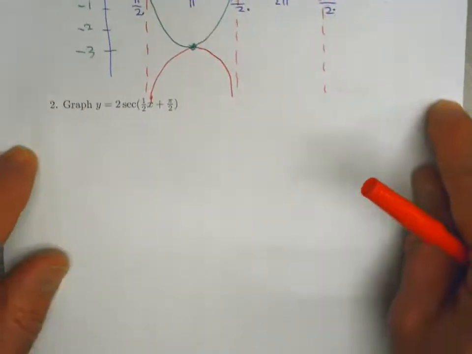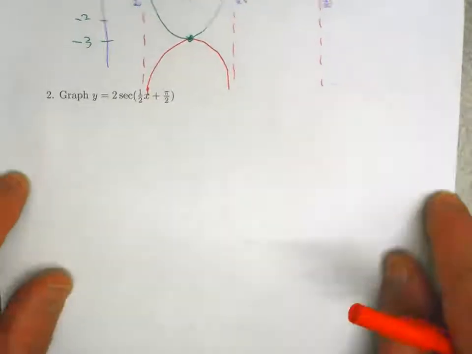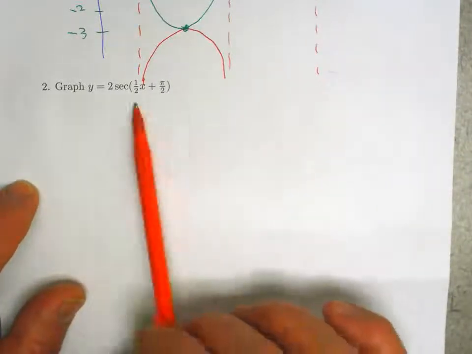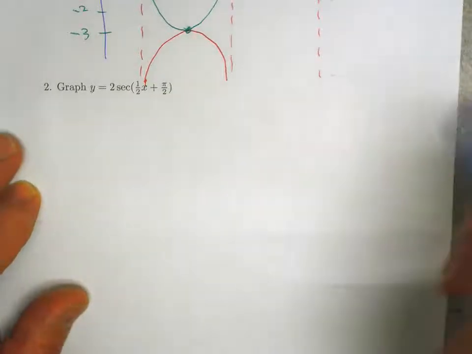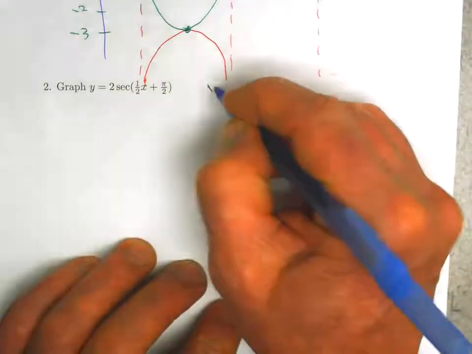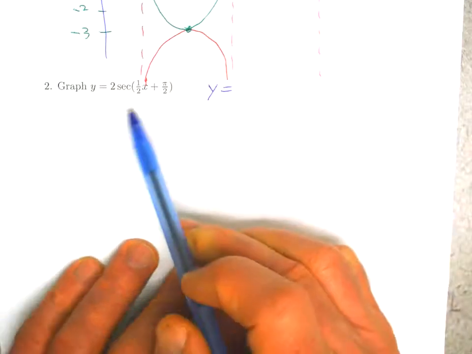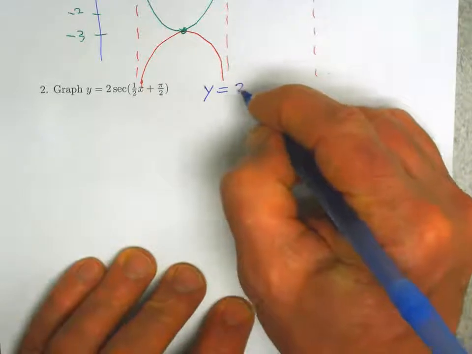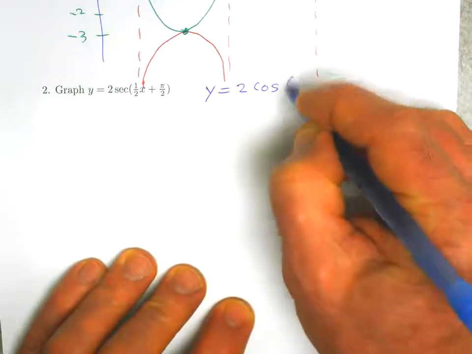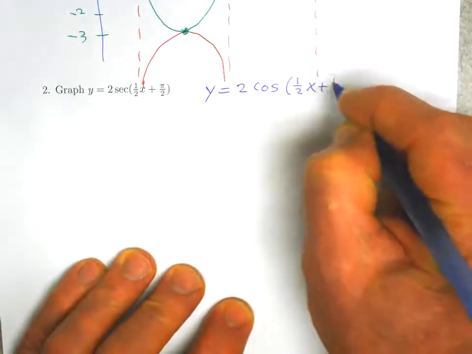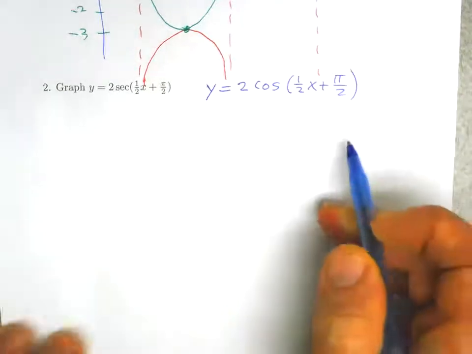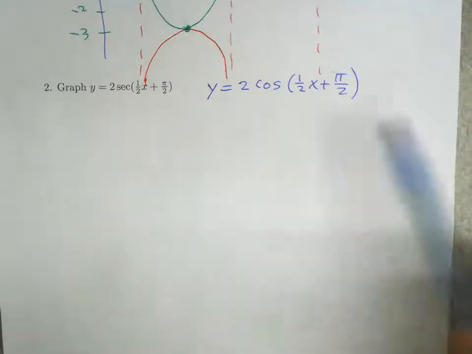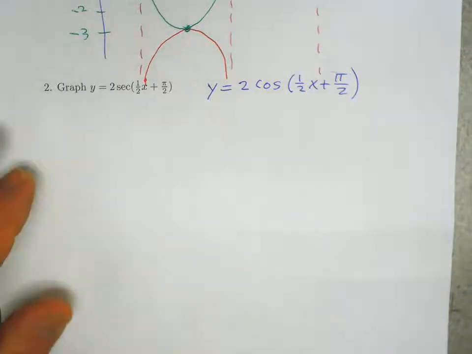Okay, perhaps for the sake of time, we'll just not do this one for now. If there's time a little bit later, we'll come back to it, but I'll just tell you how to get started. First graph, y equals 2 times cosine of 1/2 x plus pi over 2. And then find where the vertical asymptotes are and so on.